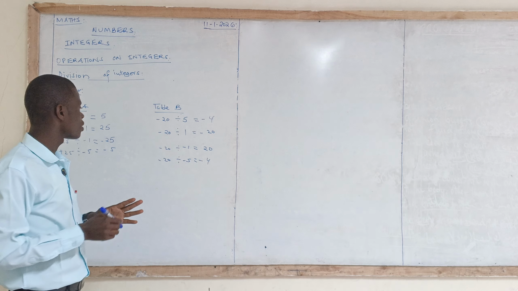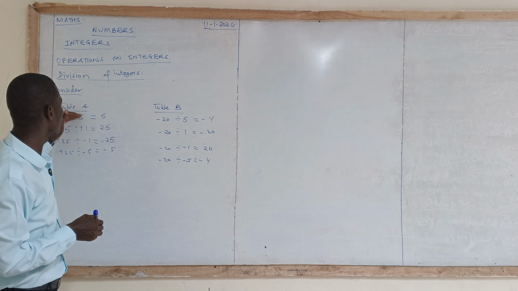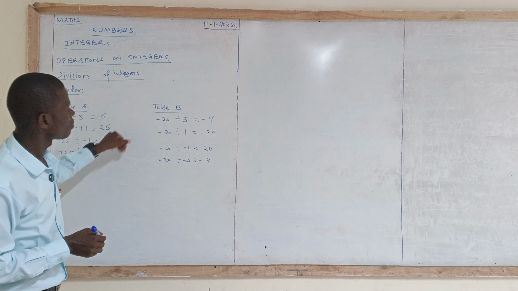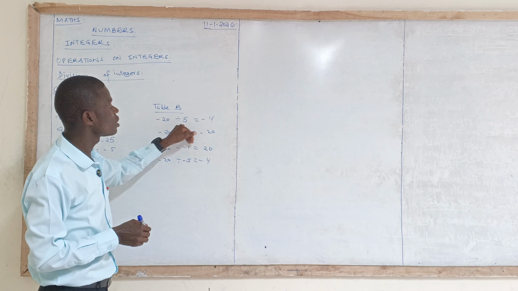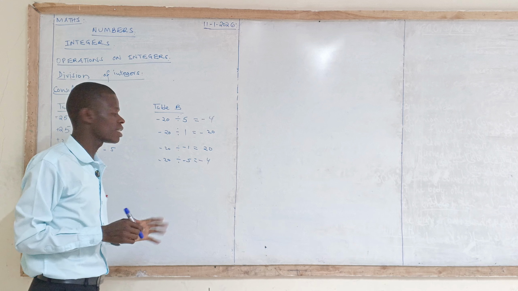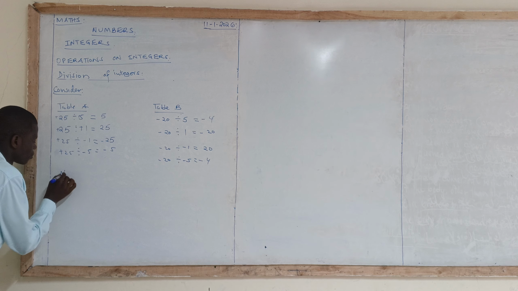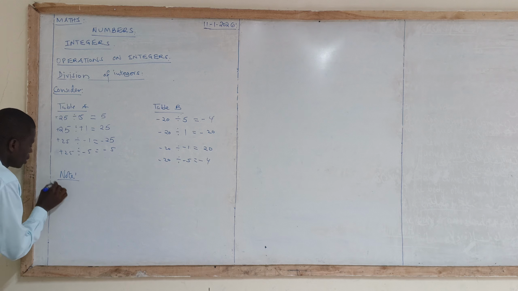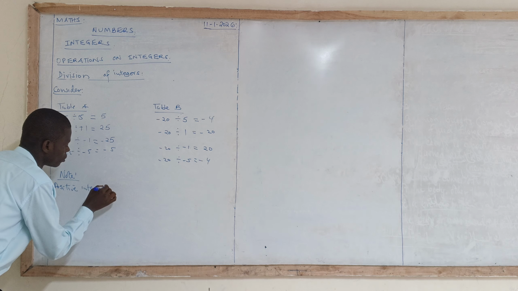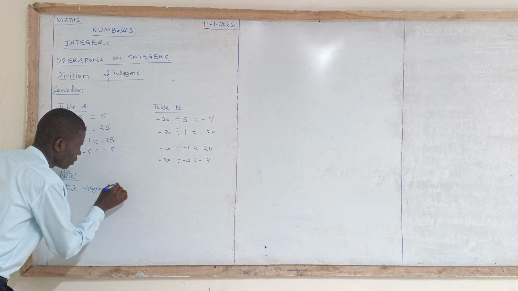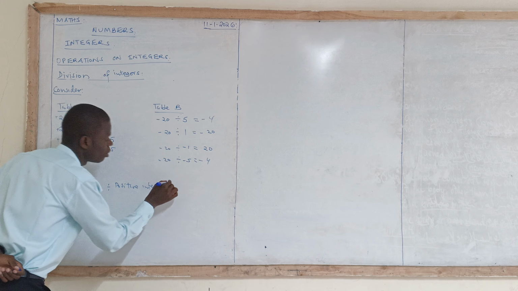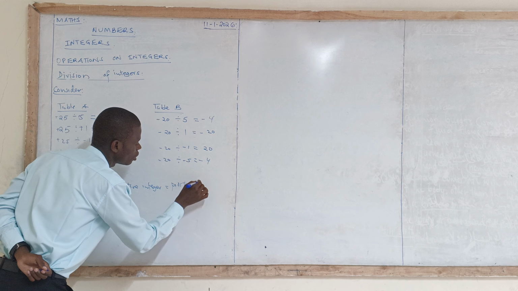We have noted 4 things. Positive divided by positive, positive. Positive divided by negative, negative. Negative divided by positive, negative. Negative divided by negative, positive. As simple as that. Let us note that down here. Positive integer divided by positive integer. What do I have? This now will be positive integer. Very good.